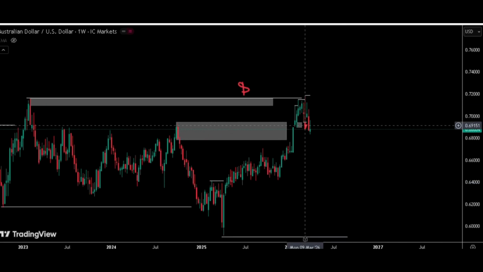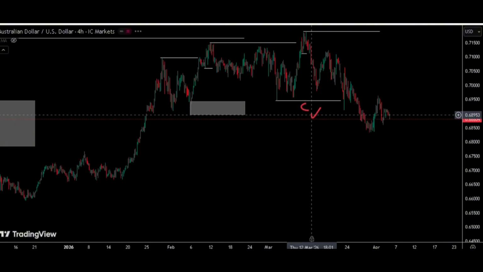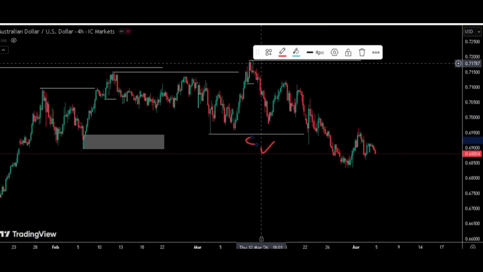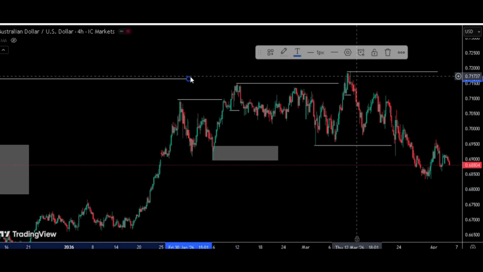We can easily go to the 4-hour time frame directly. There's no need to go to daily because we are dealing with weekly. So what we want to see is whether the 4 hours is also supporting what the daily is doing. And you can look at this. After this, we had this sweep of this high in the higher time frame.